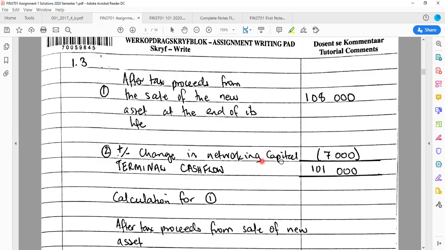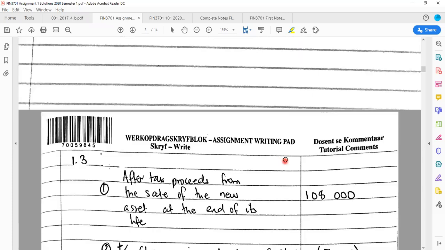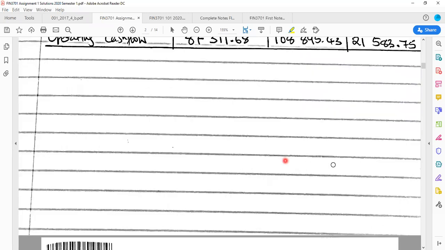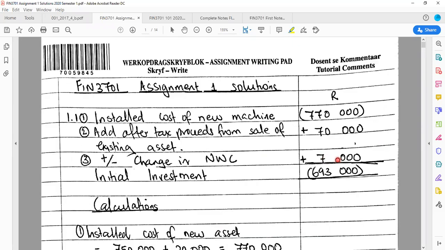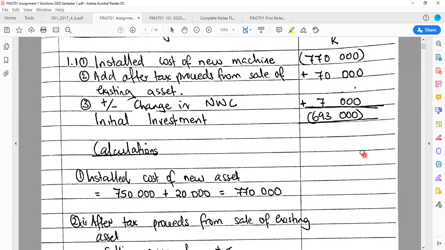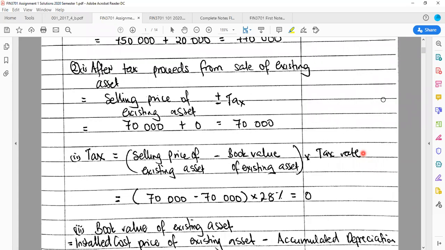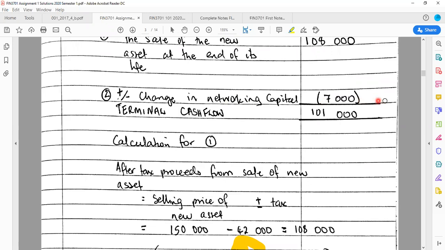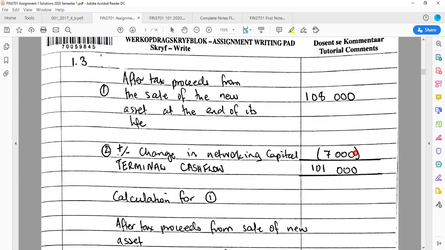Then lastly, the change in net working capital. If you remember, when we calculated the initial investment, our net working capital decreased, and that resulted in money coming in. And I said when we do the terminal cash flow calculation, we make the opposite adjustment. That money that came in now goes out because we are selling the asset. So we put the change in net working capital as a negative. And then we say 108 minus 7,000, and that gives us 101,000, which is our terminal cash flow.